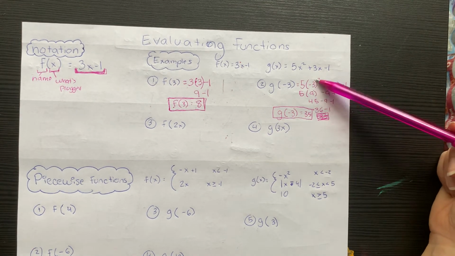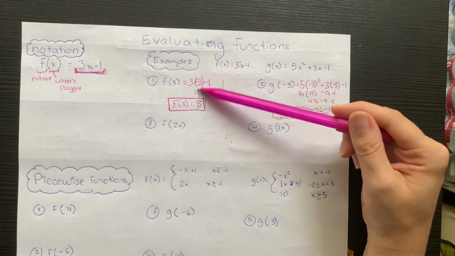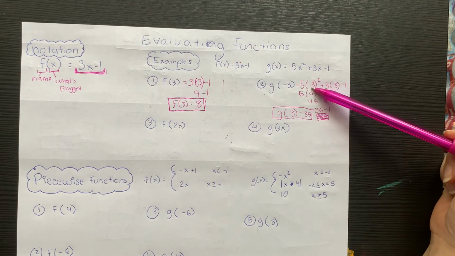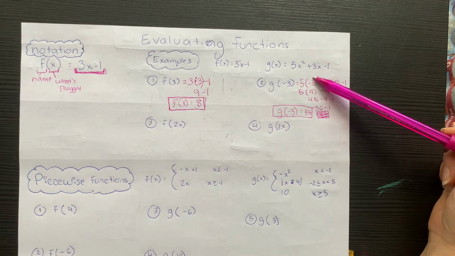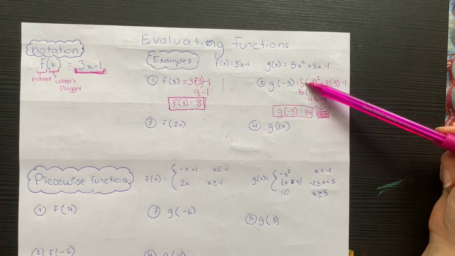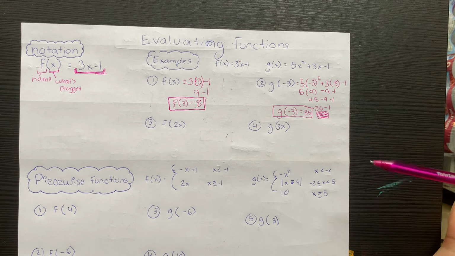Generally, when we plug it in, we put it in parentheses. It's especially true when there's negatives. The negatives really, really need to be in parentheses just so that the calculator knows what to do with it when you type it in.